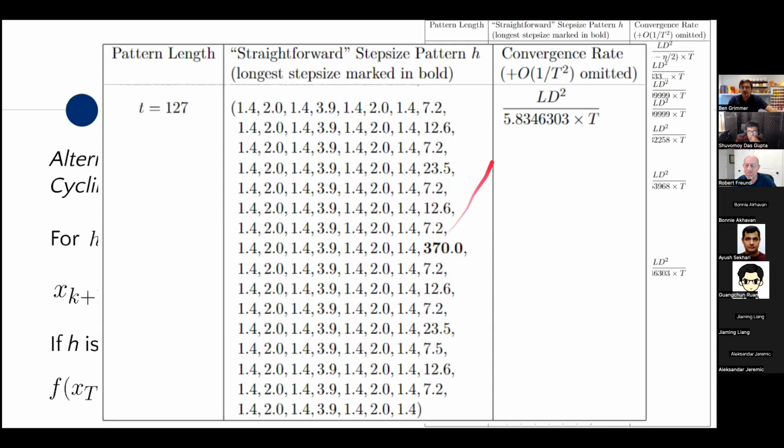If you took the average of all the numbers here, you get about 5.8. And so this pattern is 3 times faster in the worst case than the classic approach of always step size 1. All right, so another quick question, if that's all right.